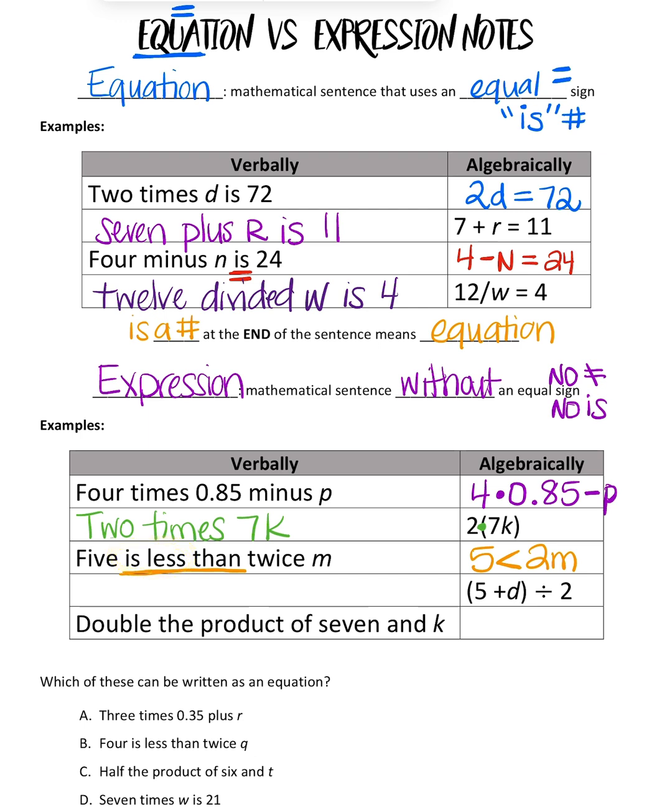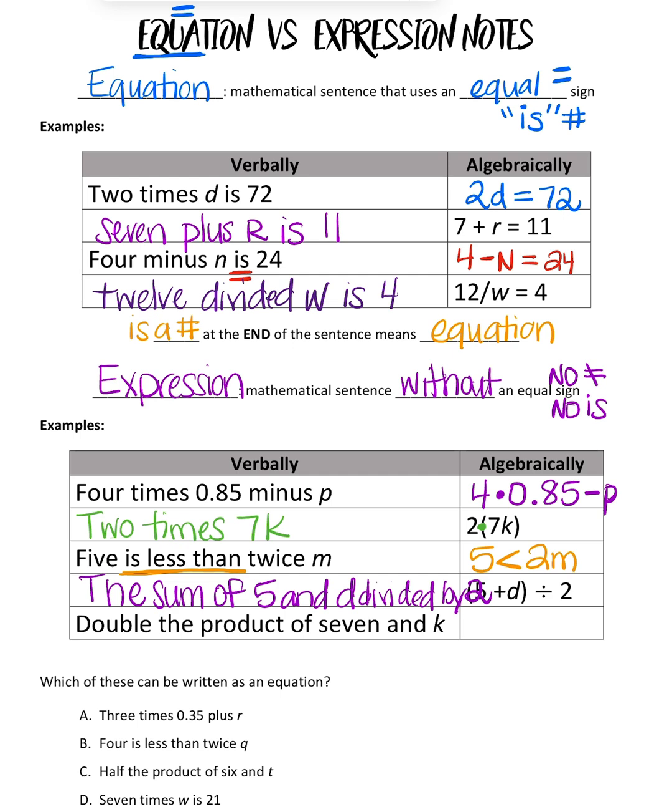All right. The next one has parentheses 5 plus d, close parentheses, divided by 2. In this one, we're going to say the sum, right? Sum means add. The sum of 5 and d divided by 2. I'm going to run out of room. Divided by 2. Again, you don't see the word is anywhere in there. It is an expression. We cannot solve it because it doesn't have an equal sign.